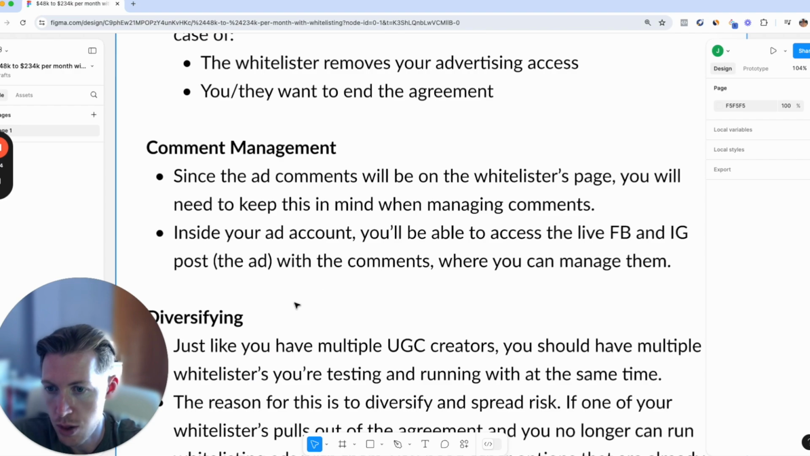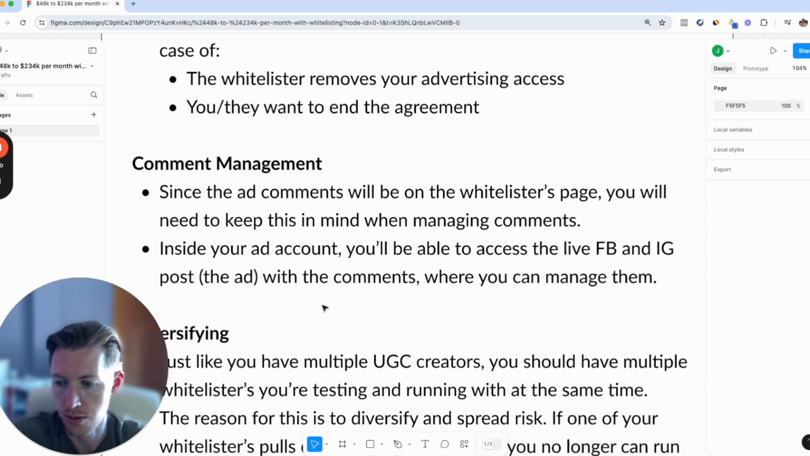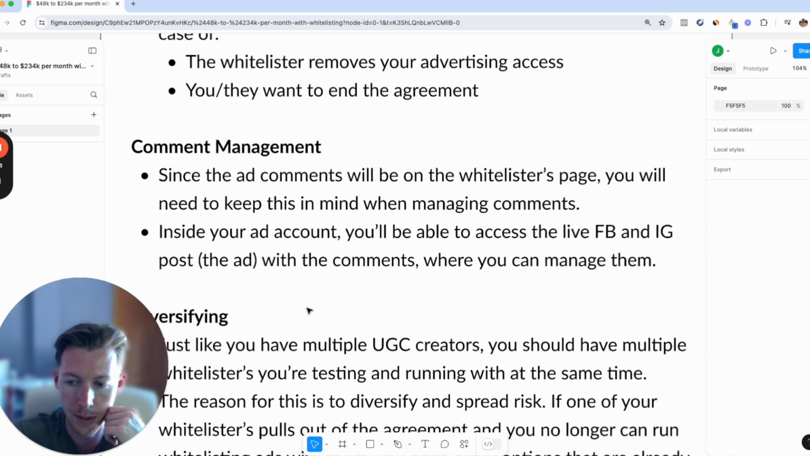So, moving on to comment management. Since the ad comments will be on the whitelister's page, you need to keep this in mind when managing comments, right? When people comment on your ads running through your own pages, you can see those; they come into your inbox and you can answer them. When you're running through a whitelister's page, that's not going to happen, because they're on a different page. So what you can do is, inside your ad account, go to the ad itself that you're running the whitelisting through, and look at the live Facebook and Instagram post, the ad with the comments, and that way you can manage them from there. You can do this by going to a preview on the ad level, opening the Facebook post with comments, opening the Instagram post with comments, and managing them that way, okay?